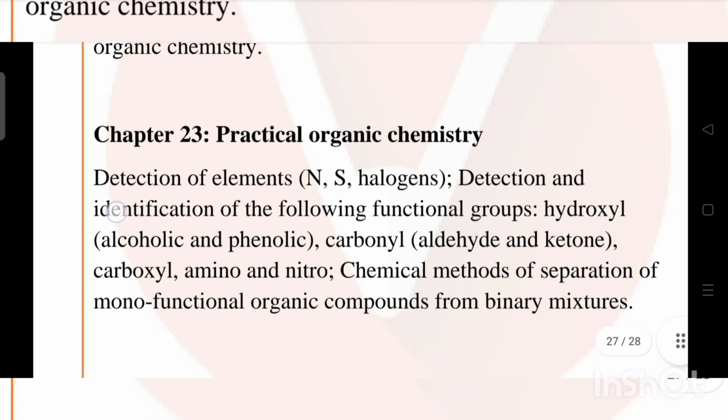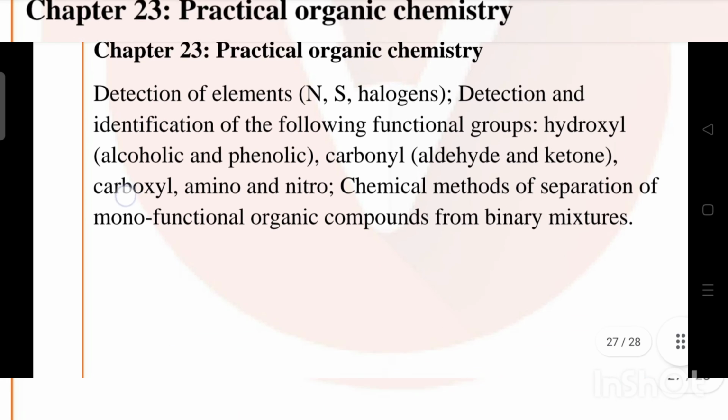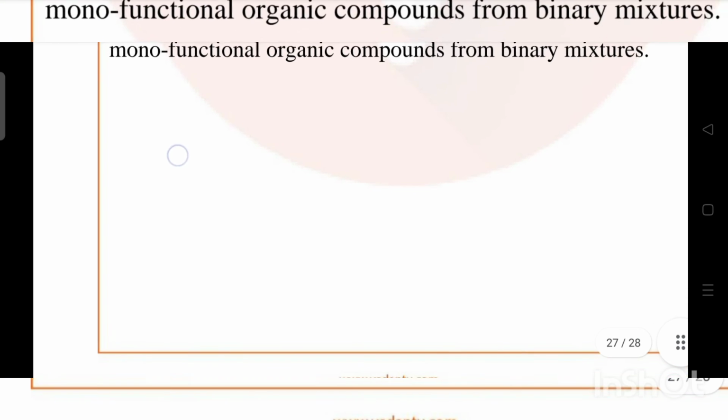In chapter 23, practical organic chemistry: detection of elements (N, S, halogens), detection and identification of the following functional groups: hydroxyl (alcoholic and phenolic), carbonyl (aldehyde and ketone), carboxyl, amino and nitro; chemical methods of separation of monofunctional organic compounds from a binary mixture.